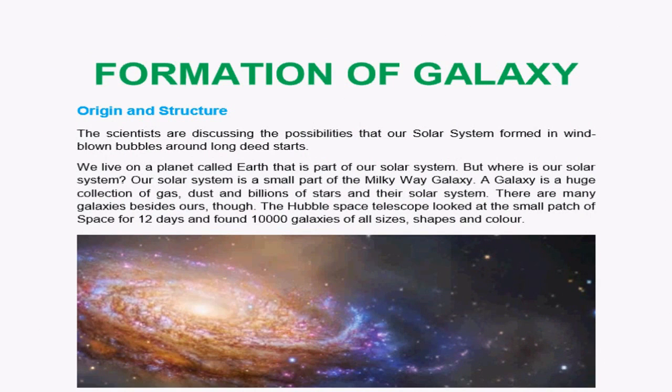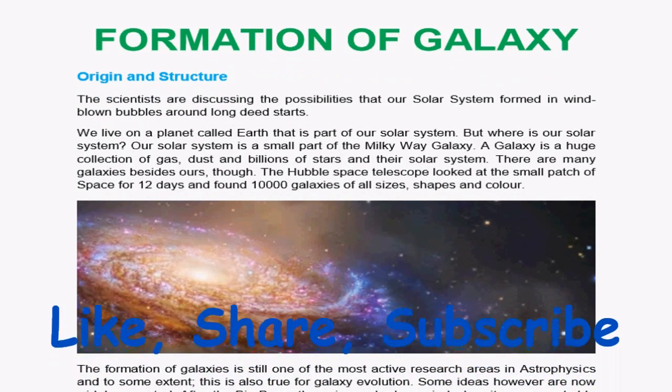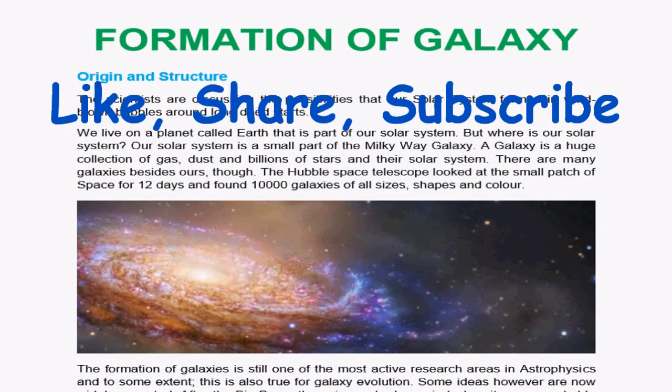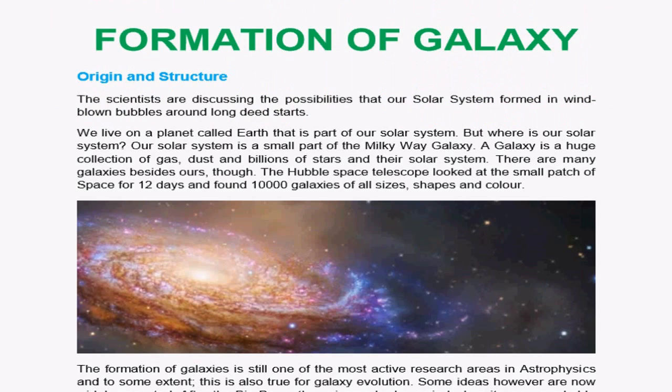Today we will discuss the formation of galaxies. In the origin and structure, scientists have discussed the possibility that our solar system formed in wind-blown bubbles and long-dead stars. We live on the planet called Earth that is part of our solar system. But where is our solar system?